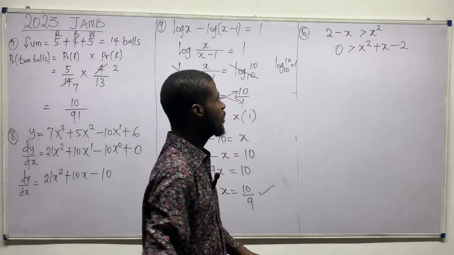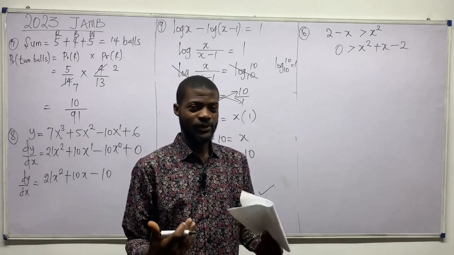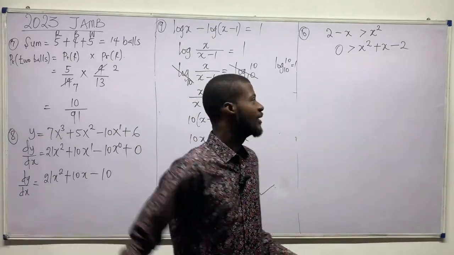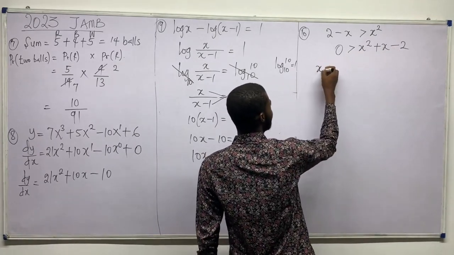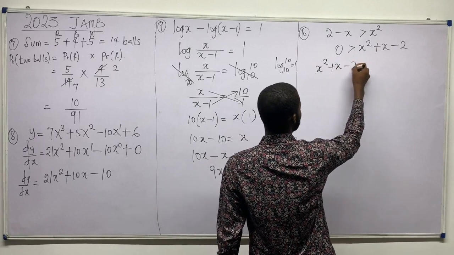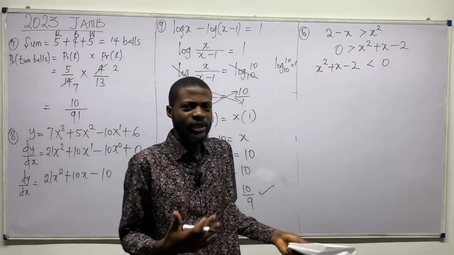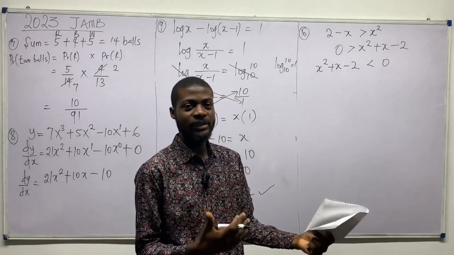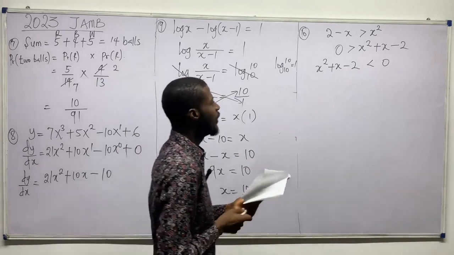That's step number one. Step number two, I believe we are used to having our algebraic terms at the left-hand side. So it's better if everything comes to this side. So this is x squared plus x minus 2. This will then become less than 0. Remember, in inequalities, you don't mess with the signs. So if you are reversing everything, you also have to reverse the sign. Okay. Now, this is what we have.